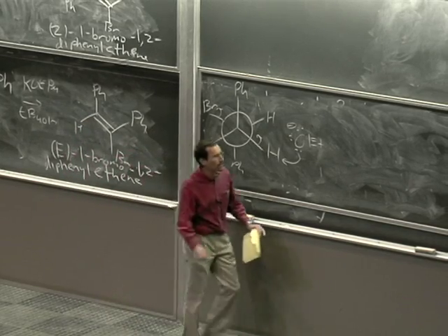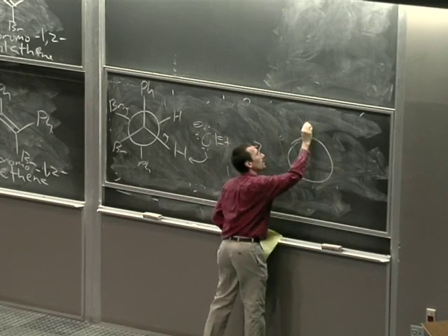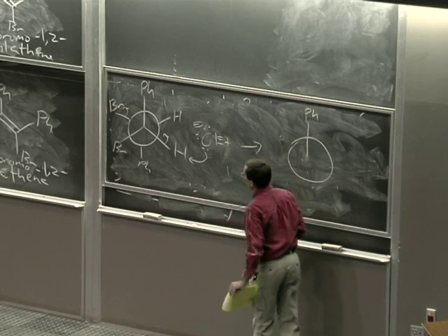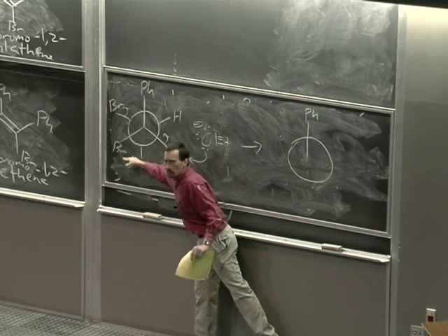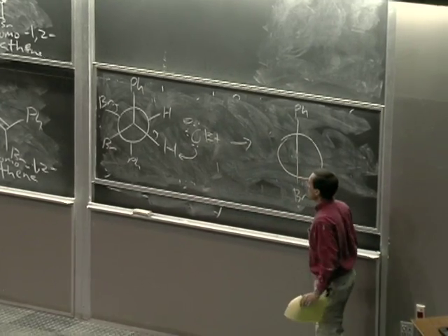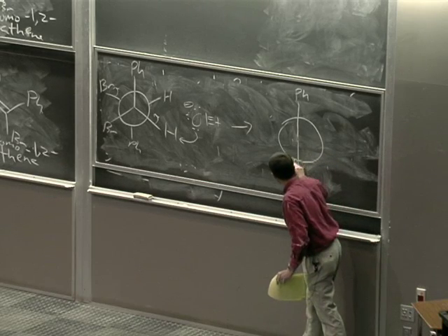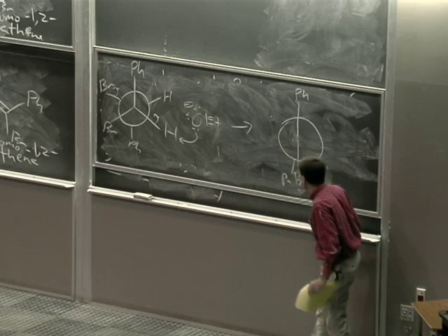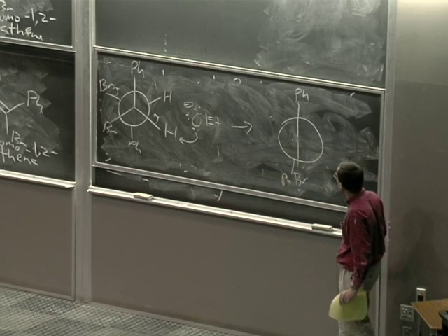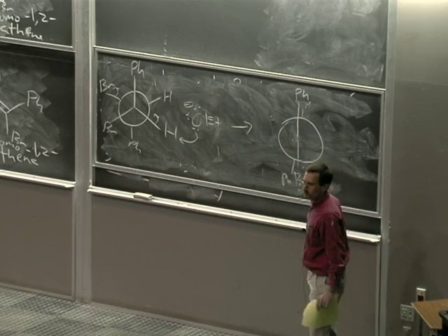And I'll draw a Newman projection of the alkene. We now have our phenyl group on front and our bromine on front. And then on back, we have a phenyl group. And remember, when things directly overlap, you offset them just a little bit in making your Newman projection drawing. And here we have a hydrogen.